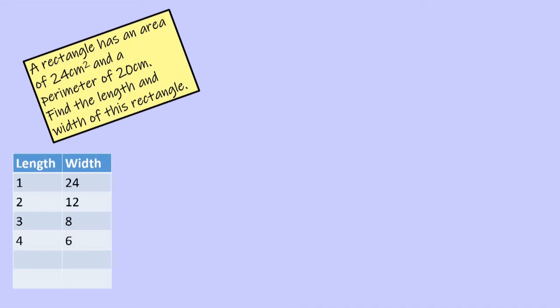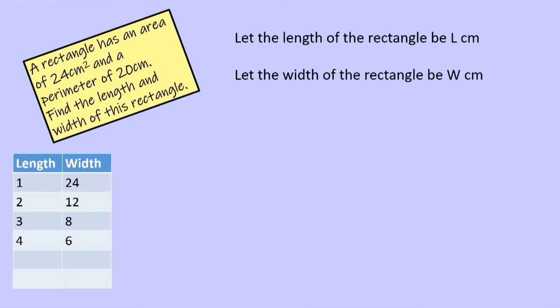But I suppose the more substantial method is to use algebra. So let the length of the rectangle be L and the width be W. And then we know that if you multiply them together, LW, you get 24. And if you add them together and double it, you'll get the perimeter. So there I've got 2 equations.